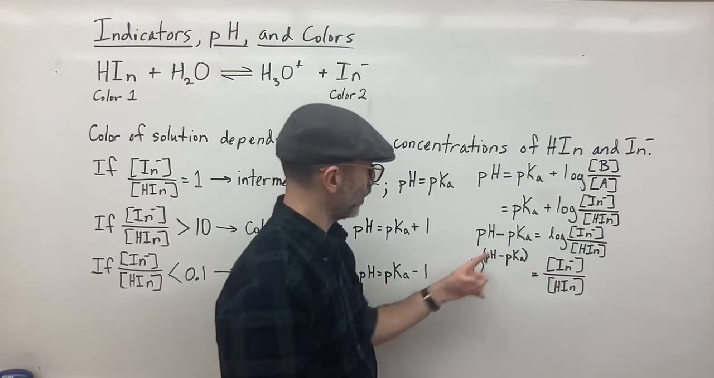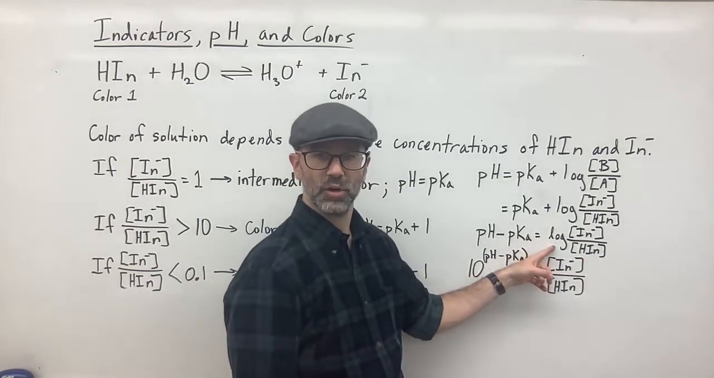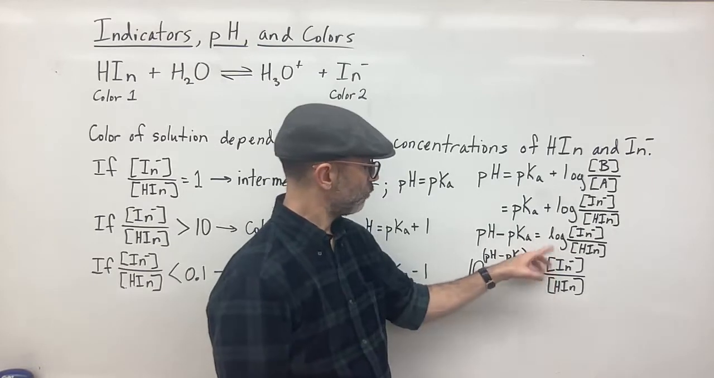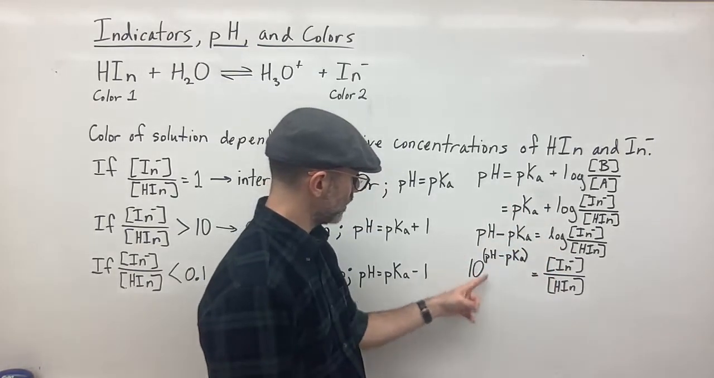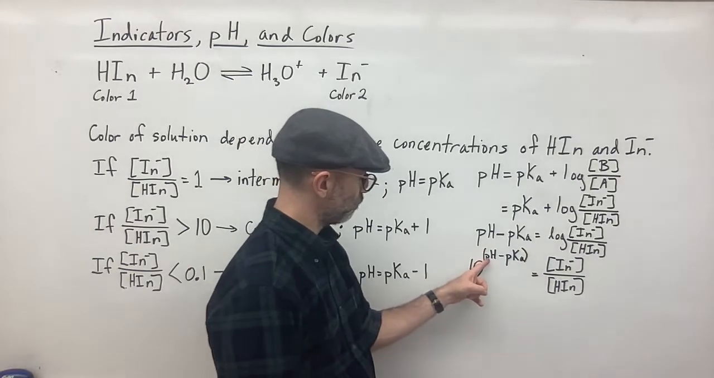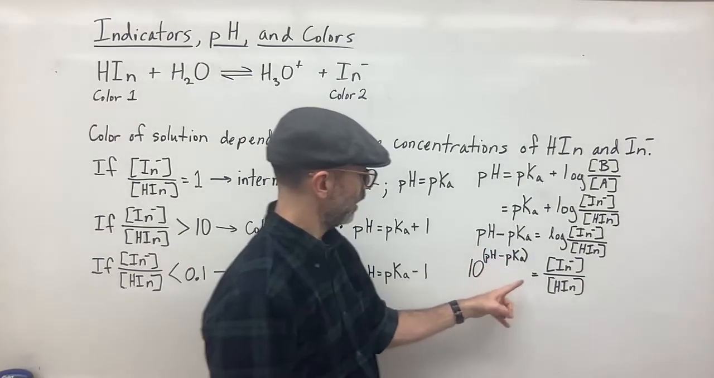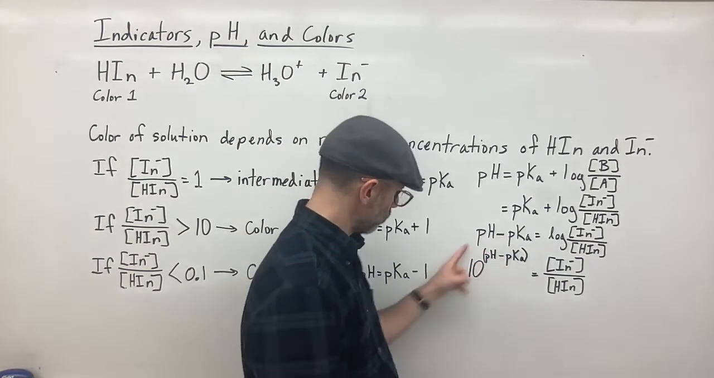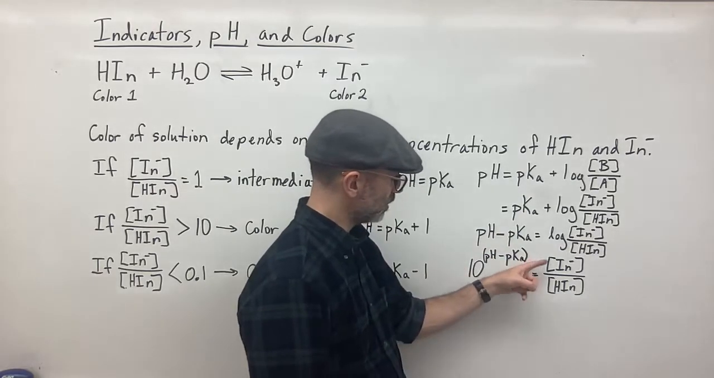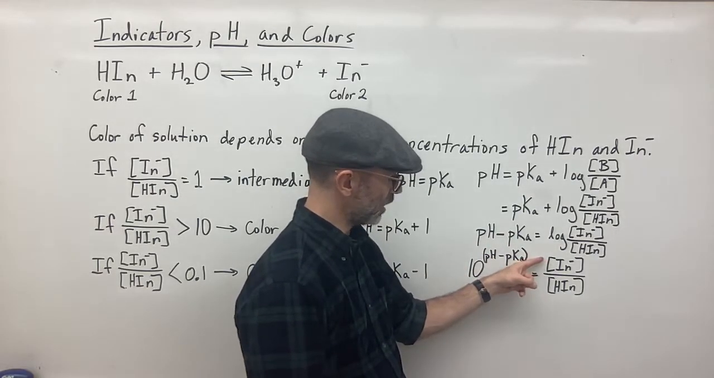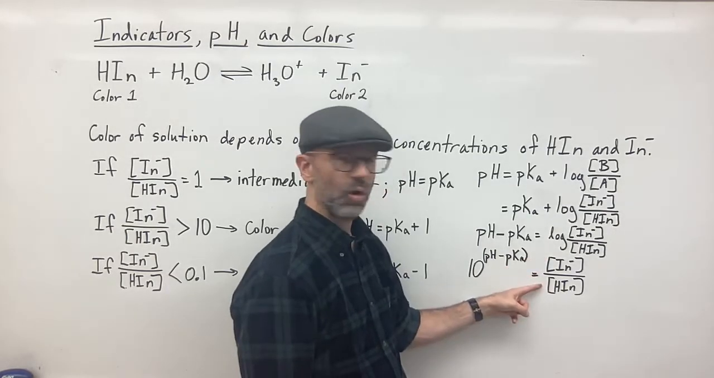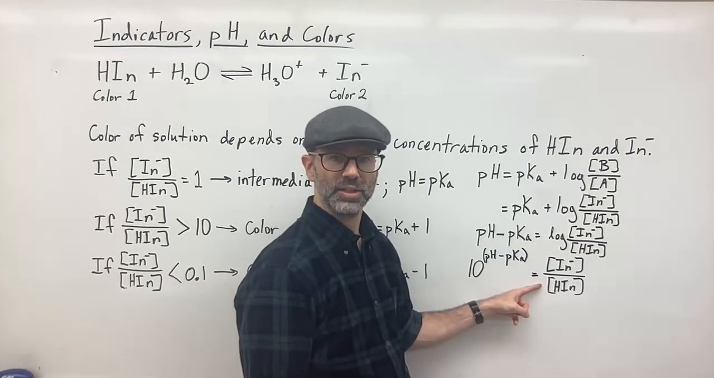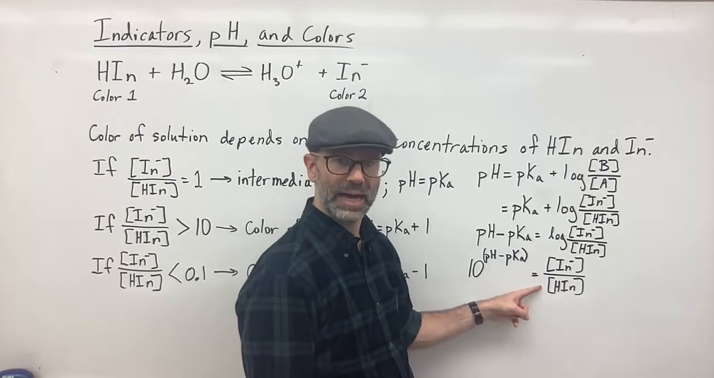And then if we undo the log, right? So if we raise everything to the power of 10, then we get 10 to the power of pH minus pKa, and then this is equal to the ratio of the concentration of the indicator in the base form over the concentration of the indicator in the acid form.